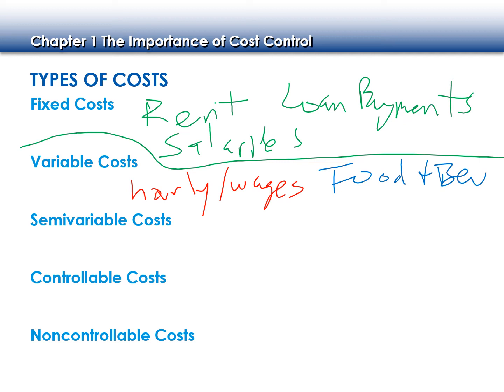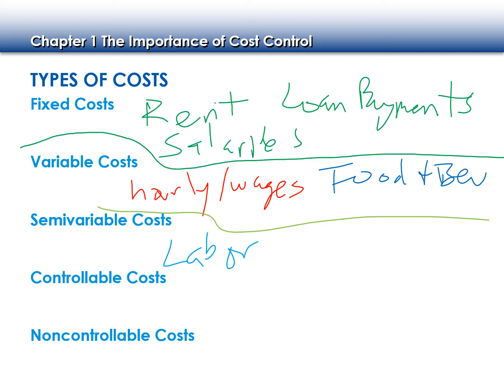So a semi-variable cost, one that's semi-variable is labor in general. Okay? Labor in general, because labor includes both wages and salaries. The term labor includes both wages and salary. So that's why labor is semi-variable, because it contains both fixed and variable costs. So salaries that are fixed and our wages that are variable, combine them together, we have semi-variable.